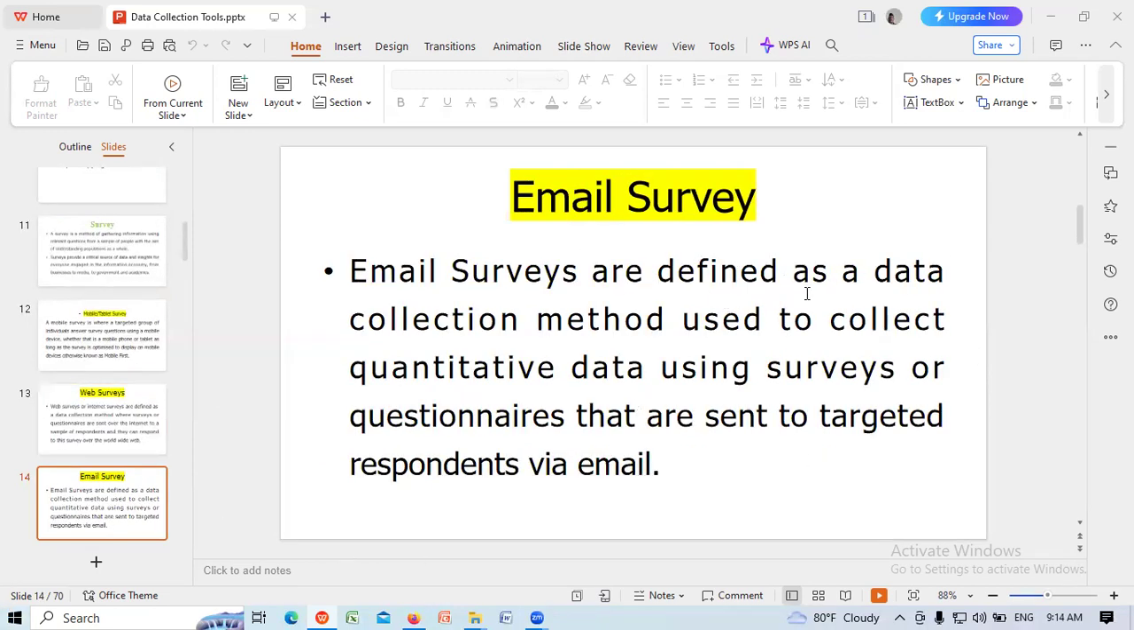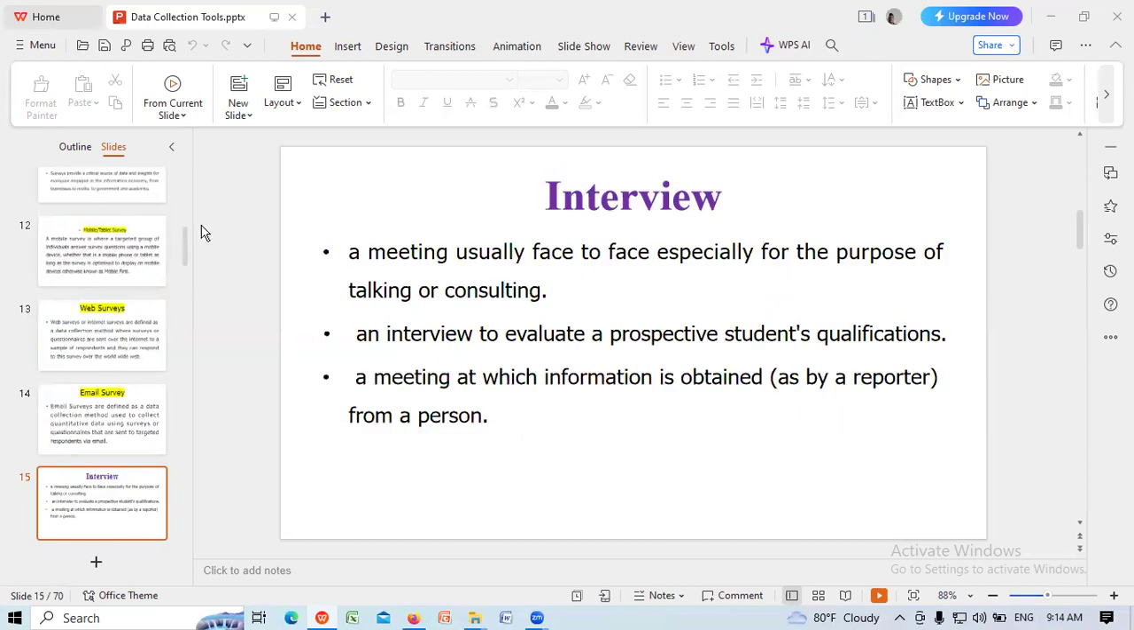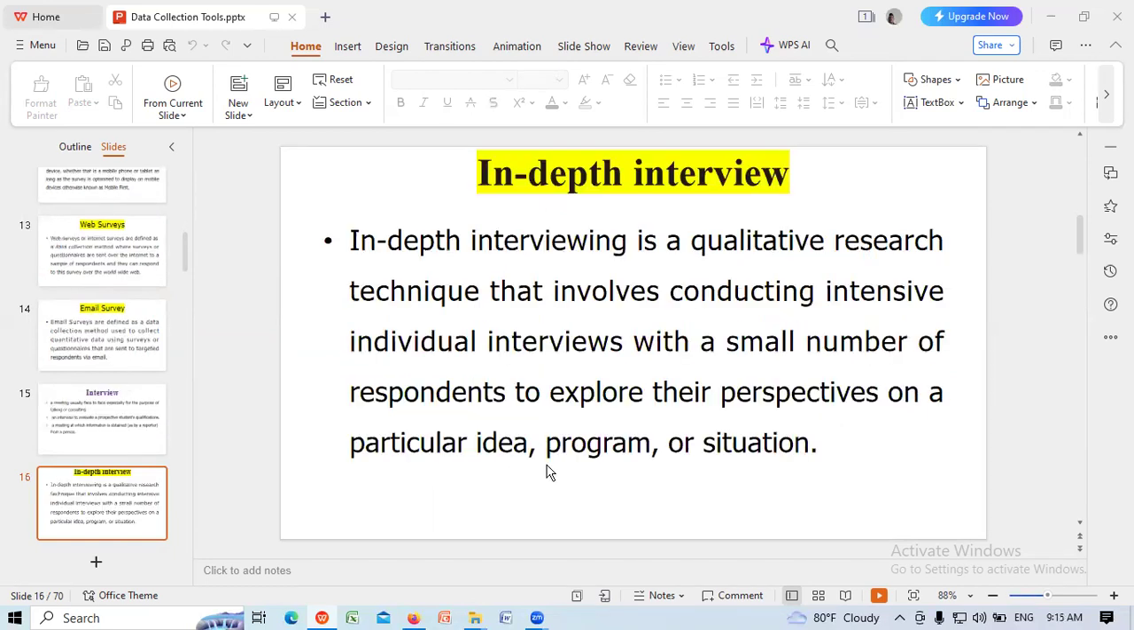Email surveys are defined as the data collection method used to collect quantitative data using surveys or questionnaires that are sent to the targeted respondents by mail. Interview: a meeting usually face to face, especially for the purpose of talking or consulting. An interview to evaluate a prospective student's qualification, or a meeting at which information is obtained by a reporter from a person.